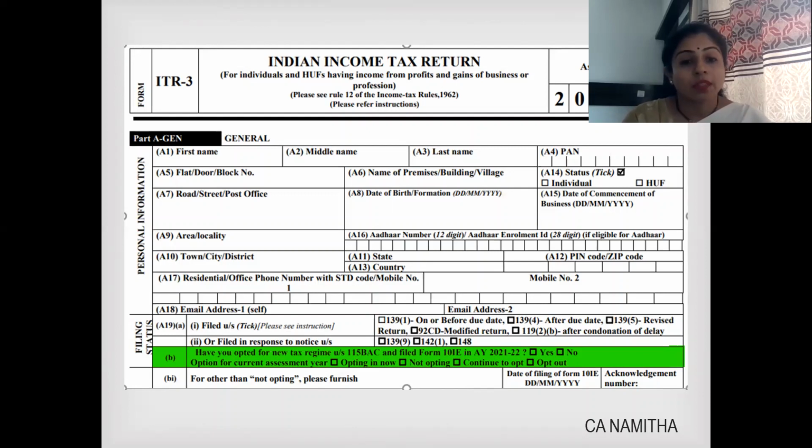That is, whether you are opting in now. If you're opting in now, then the first option has to be ticked. If it is not being opted, then the second option. And in case you have opted in the earlier year, and you prefer to continue to opt now, then the third option has to be selected. And the last one is opt out. If you have opted in the earlier assessment year, and if you want to come out of this alternate tax regime or the new tax regime under section 115BAC, then the last option has to be selected.